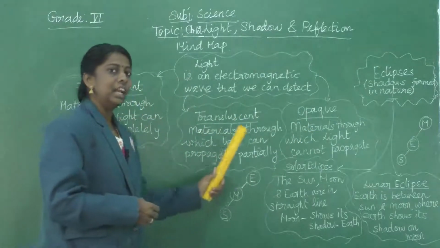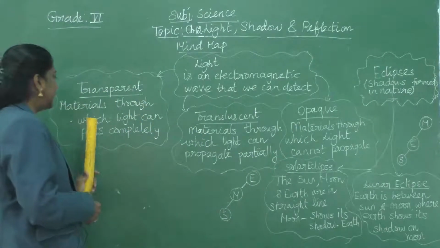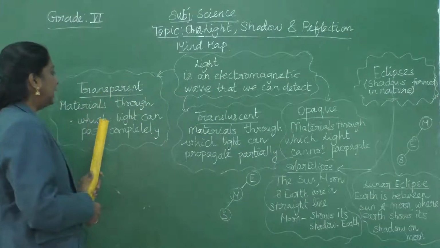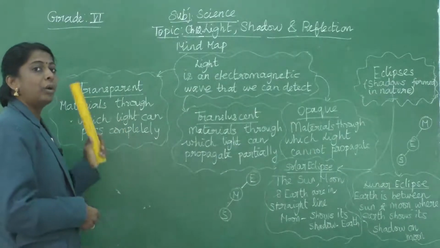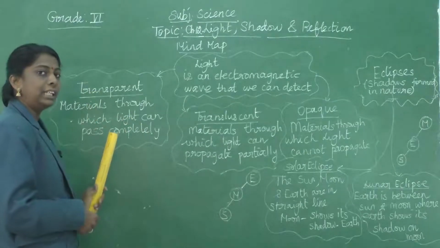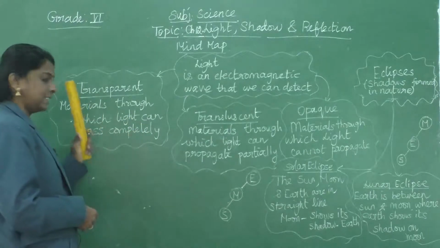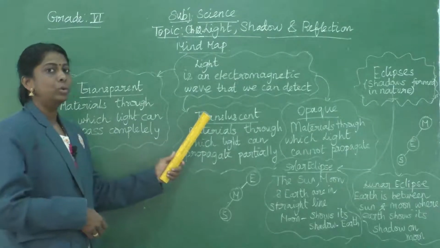Transparent, translucent and opaque. So what do you mean by transparent? Materials through which light can pass completely. Materials or objects through which light can pass completely are said to be transparent. Clear? Then about translucent.